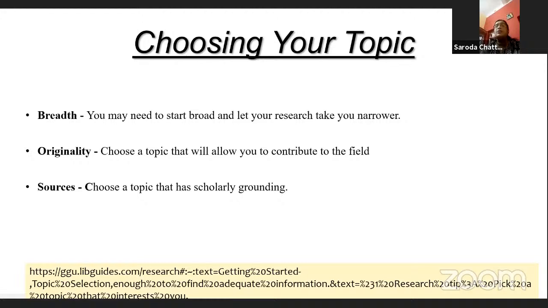You need to start broad and let your research take you narrower. That means in a broad aspect you are first thinking about several aspects, suppose three aspects. But when you finally start doing your research, the broader aspect should be narrowed down, obviously with the help of your guide. So this is the first one.